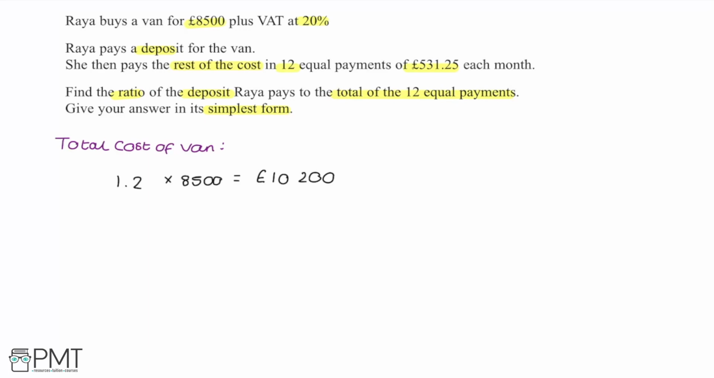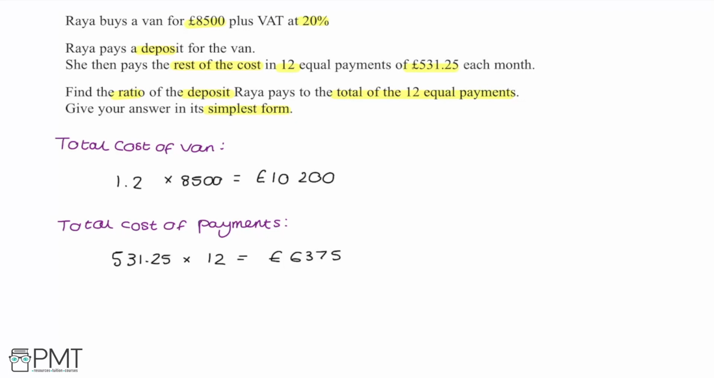So Rhea then pays a deposit for the van, but then she pays the rest of the cost in 12 equal payments. So we're not told the deposit here. However, we are told that there are 12 equal payments of £531.25 each month. So we can work out the total amount she's paid via these payments. If she is paying £531.25 every month for 12 months, so 12 equal payments, we can multiply that by 12 in order to work out how much she's paid. And that gives us an answer of 6,375. So that was the rest of the cost that she paid after paying the deposit.